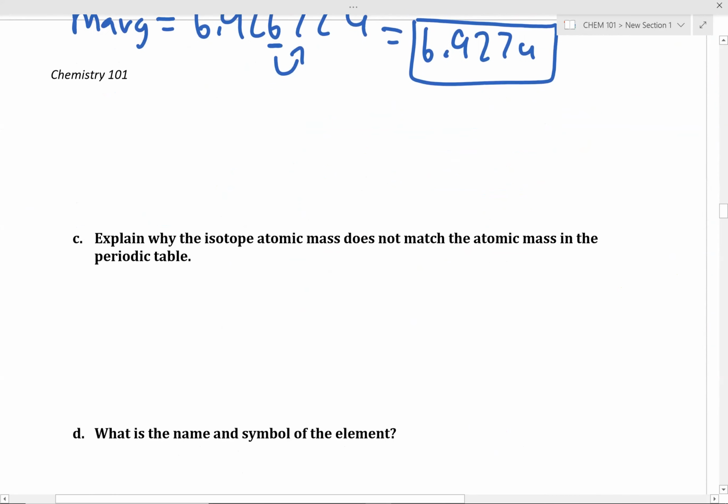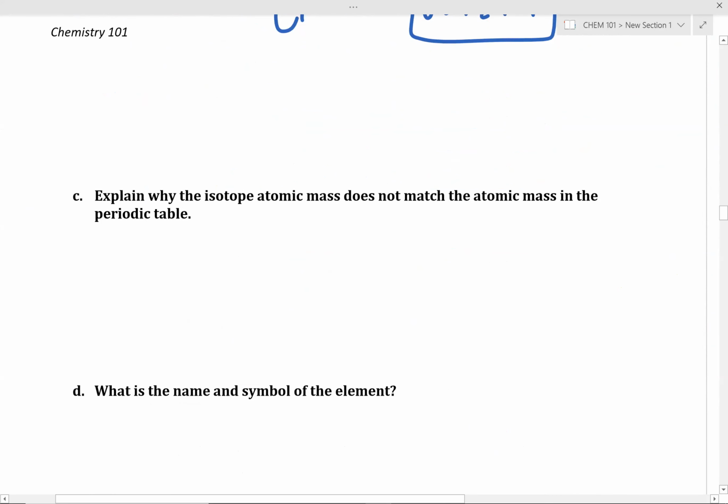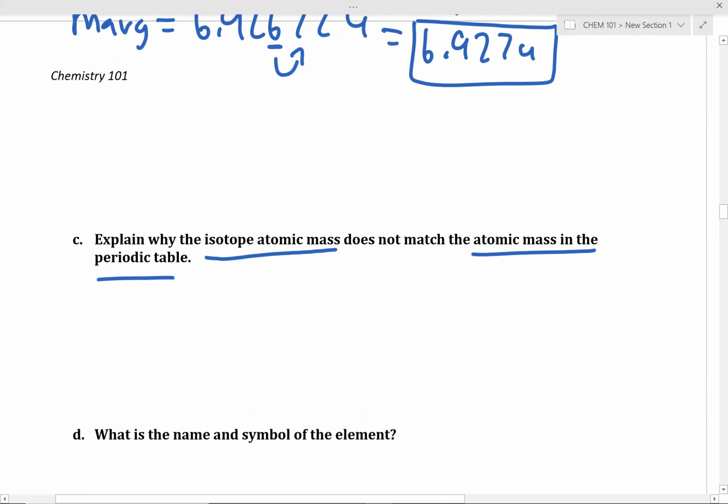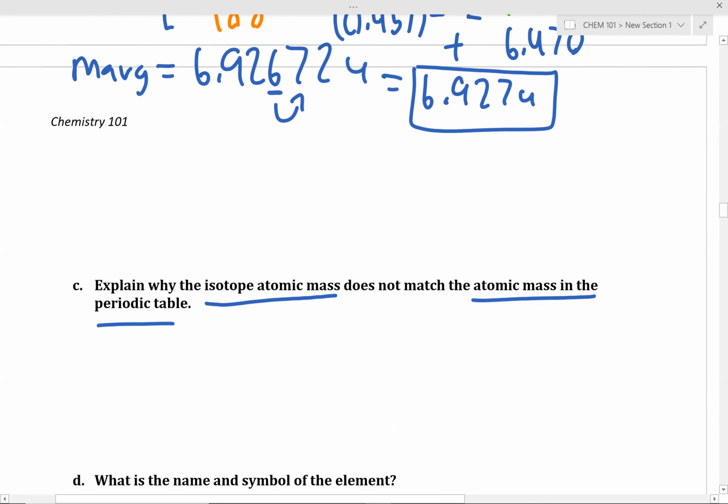Okay, let's keep going. Let's explain a little bit. Why does the isotope atomic mass not match the atomic mass in the periodic table? So for example, if we're looking at this element, before we address this question, let's get this elephant in the room out of the way. What element corresponds to this average atomic mass?